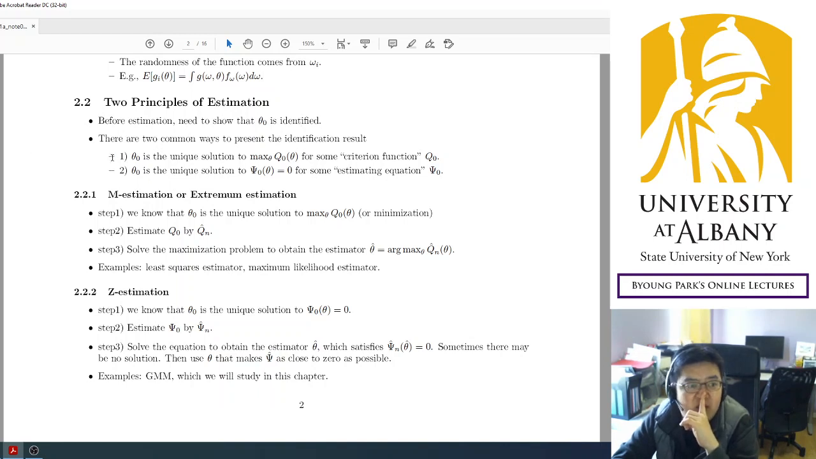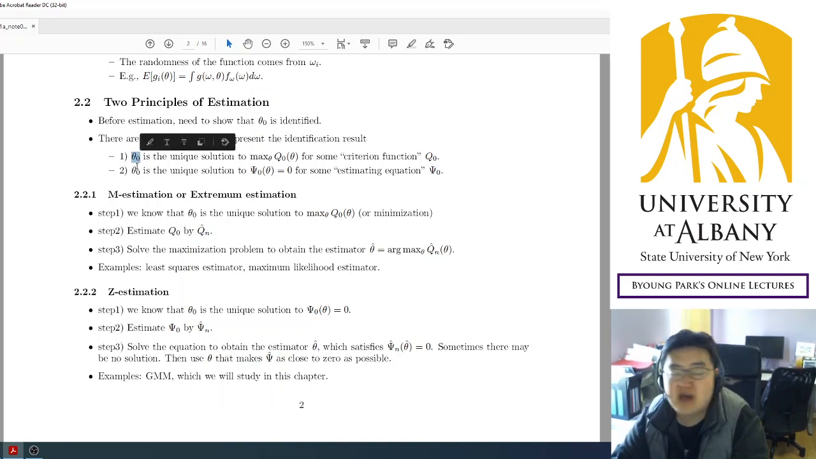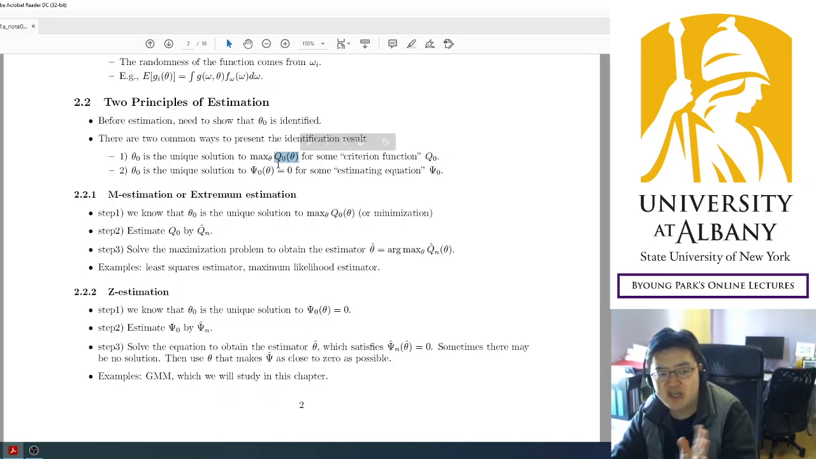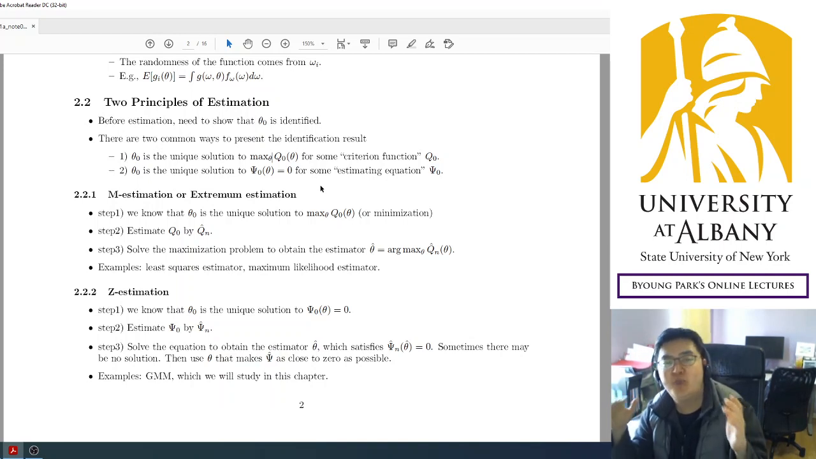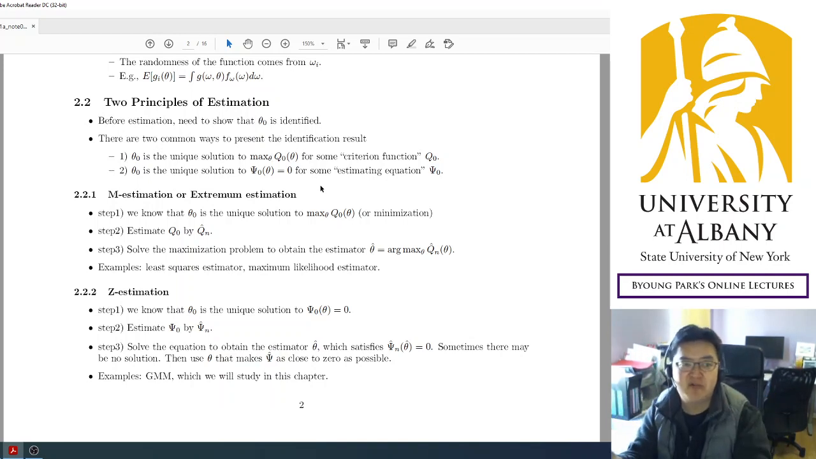One is to show that theta 0, the true value of theta, maximizes some function. Or you may think of it as a minimization, because if you simply take minus of the function, maximization becomes minimization. So maximum or minimum does not matter, and we are going to call both optimization. So when I say optimization problem, that means minimization problem or maximization problem. Basically the same thing.